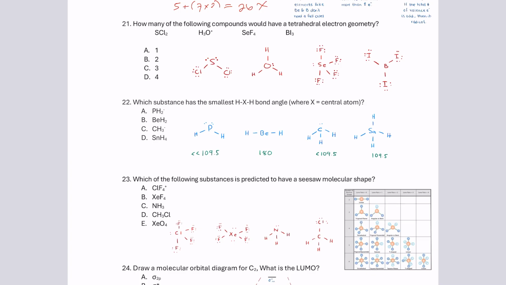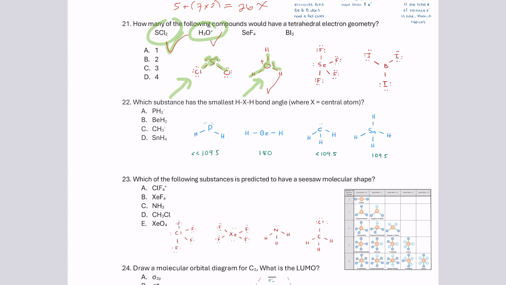Here we see the Lewis structure for sulfur dichloride, and we notice that the central atom is surrounded by 4 electron-rich regions. That means it has a tetrahedral electronic geometry. Next, we can work with the hydronium ion. I've drawn the Lewis structure here, and what we notice is that the oxygen atom is surrounded by 1, 2, 3, 4 electron-rich regions as well, and that means it also has a tetrahedral electronic geometry.